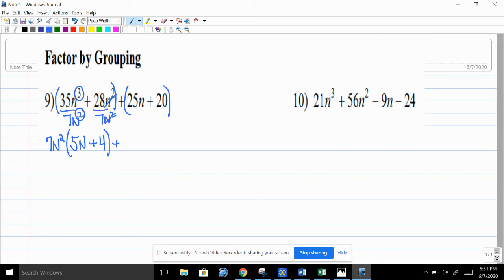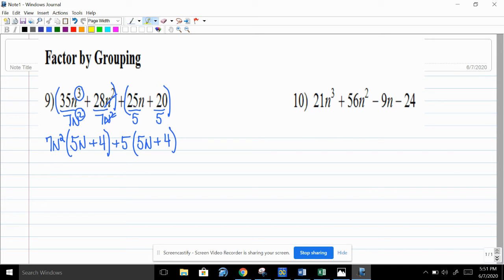Then I go on to the second group. In the second group, the first thing you should notice is these two numbers are both evenly divisible by 5. So that's going to come out. This term right here has an n, but this term does not. So you can't take away an n. We're going to leave that part alone. 25 divided by 5 is 5. The n's got to stay. Plus 20 divided by 5 is 4.